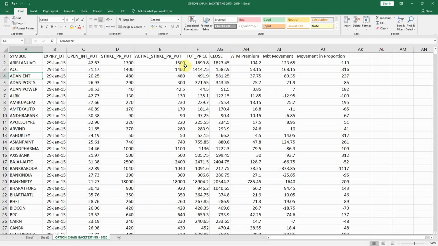Look at this. I said the future price is 1699, and if you look at the at-the-money premium, it's 104. That's the first thing you have to remember. But look at where the market settled. It's 1823, which is a 123 rupee movement from this level, whereas the premium was 104. So the market made 119 percent of that. In this case, the premium was 3 rupees, whereas the market made a 7 rupee move.